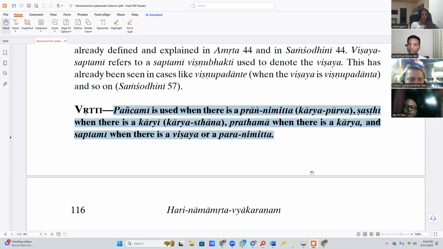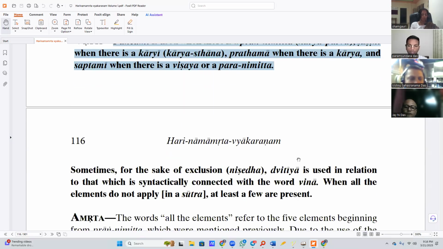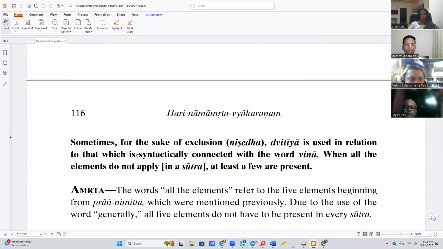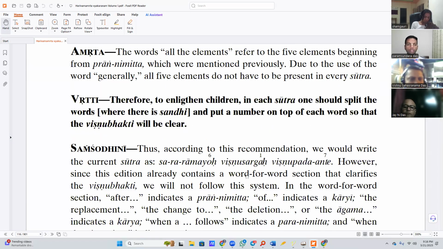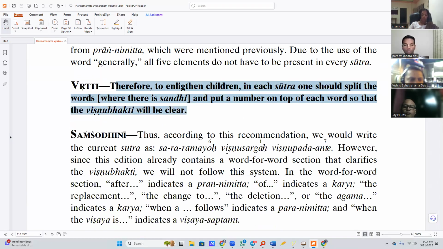Now you have to work on it. Sometimes, for the sake of Nishedha, Dvitiya is used with the word Vina, like Krishnam Vina or Dashavataram Vina. The examples will come ahead. Therefore, in each sutra, one should split the words and put a number on top of each word so that the vibhakti will be clear. You can do this exercise by yourself.